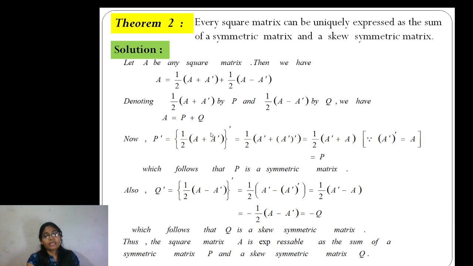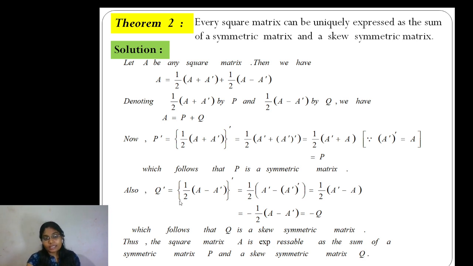So the half we can take out separately. A transpose plus A transpose whole transpose equals half into A transpose plus, by the property we know, A transpose whole transpose equals capital A. Since A transpose whole transpose equals capital A, that means half into A dash plus A is P. Half into A plus A transpose equals P. So P transpose equals P, which follows that P is a symmetric matrix, because by definition a square matrix capital A is said to be symmetric if A transpose equals capital A.